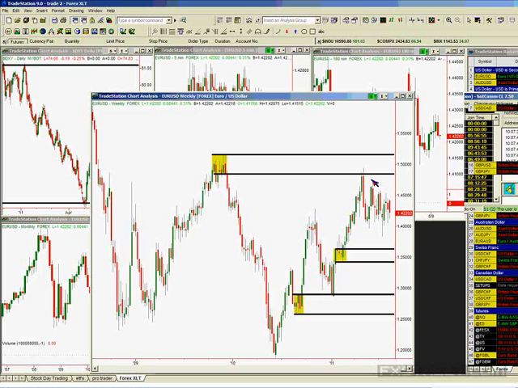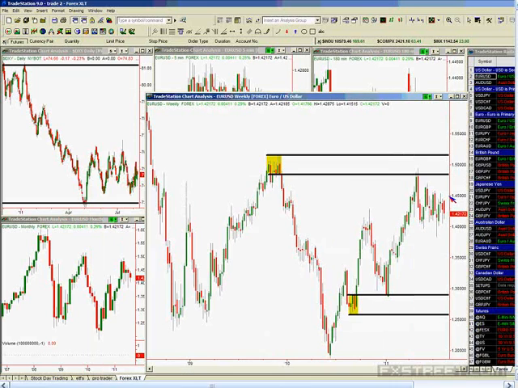So think about it. In other words, every time price comes back with each successive pullback to a level, that level is getting weaker, not stronger. Okay? So let's watch for that.